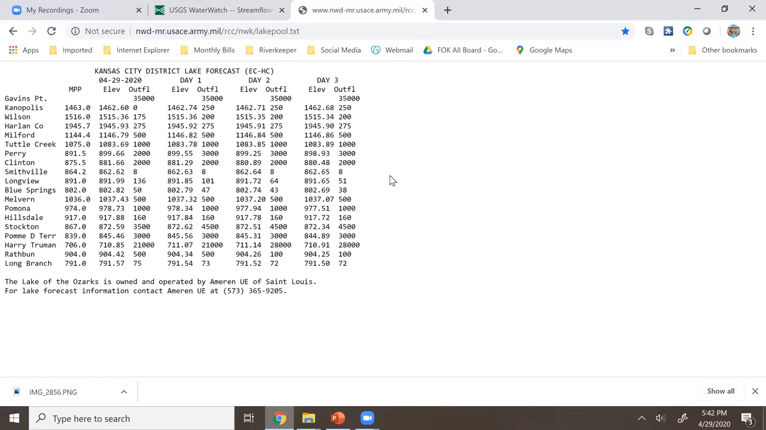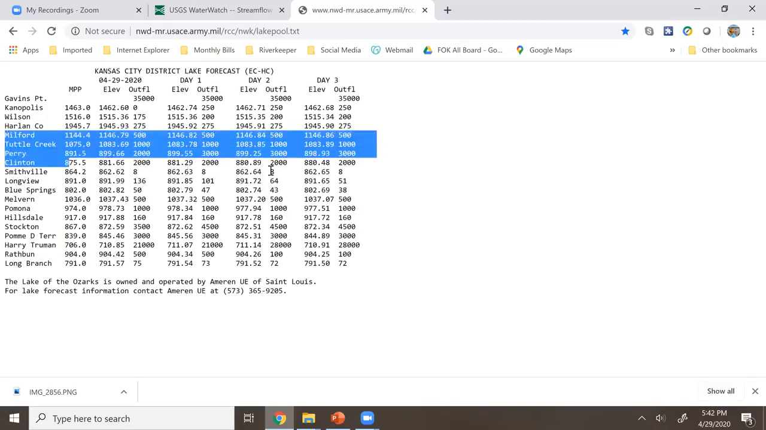What we're mostly interested in is seeing what's happening at Milford, Tuttle, Perry, and Clinton, because those 4 reservoirs dump into the mainstream of the Kansas River. So these are these lines right here. If you read this, it shows MPP in the first column, which is the multiple purpose pool. That's the pool elevation of that particular reservoir. Then it shows the elevation currently with the outflow, and then day 1, day 2, and day 3.